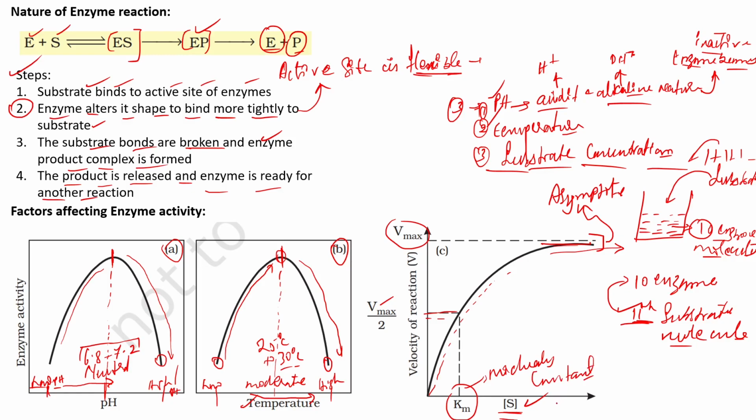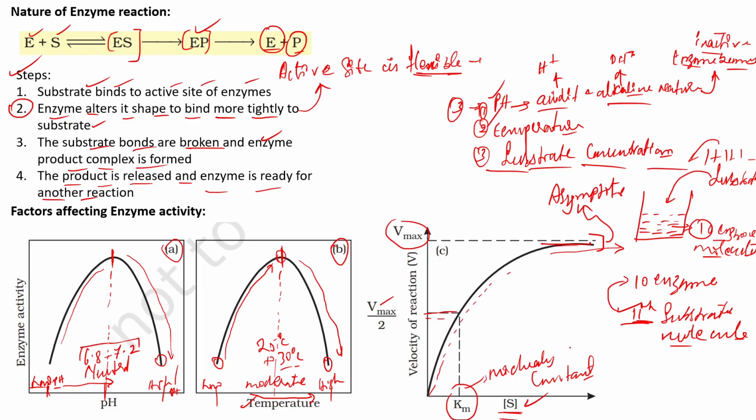Now don't worry about what the Michaelis constant is. It is mainly an equation called the Michaelis-Menten equation. These were the two scientists who described enzyme kinetics. It is completely mathematical, completely physical chemistry, so I don't think it is required for our discussion here.